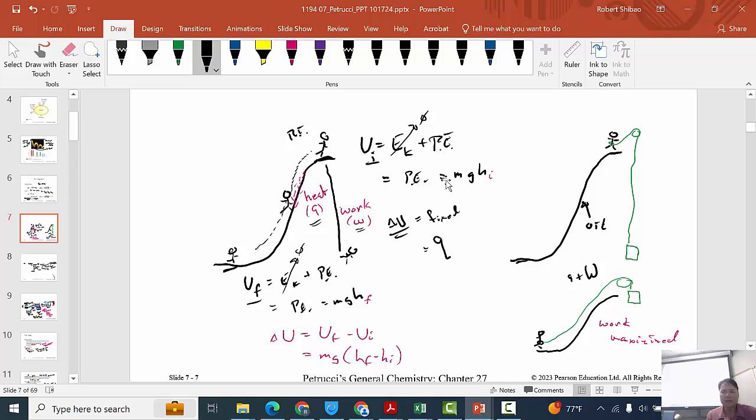However, the amount of heat could be large, like in the left scenario here, and the amount of work small. Or it could be like in the right-hand scenario here, where the amount of work is large, but the amount of heat is small. So what we say is that Q and W are not state functions.